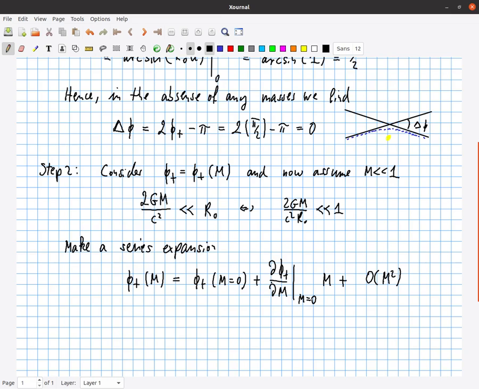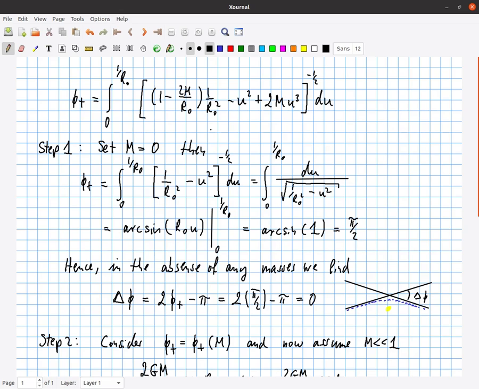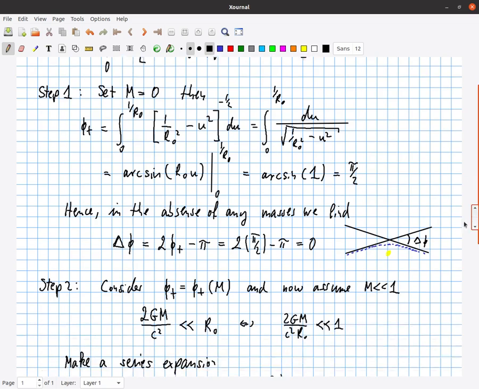You write f of 0 plus f prime of 0 times x and so on, where the mass now takes the role of m. This is quite efficient. We can simply hope that this integrand here, when we apply differentiation with respect to m, becomes simpler. So let's try this.